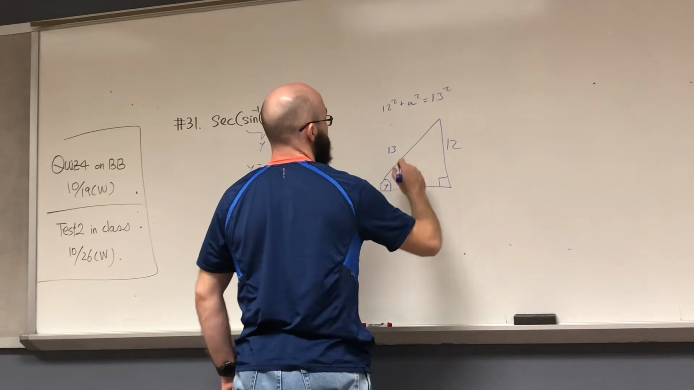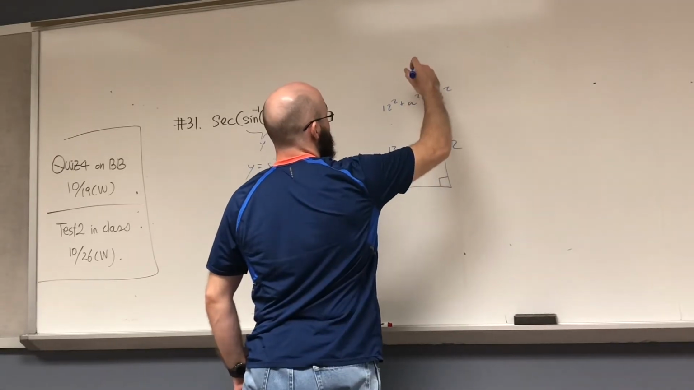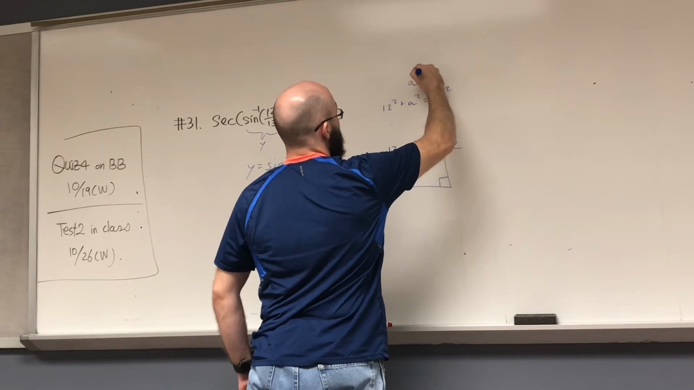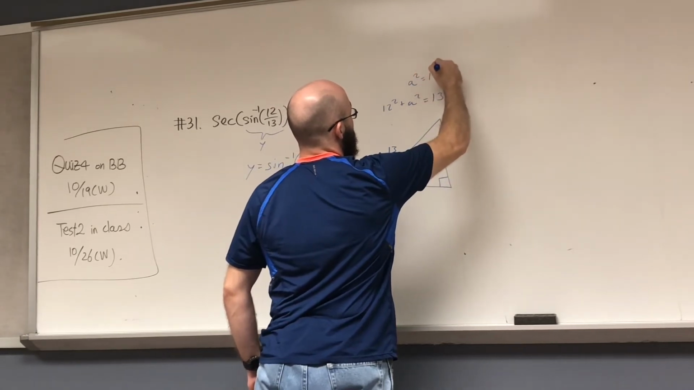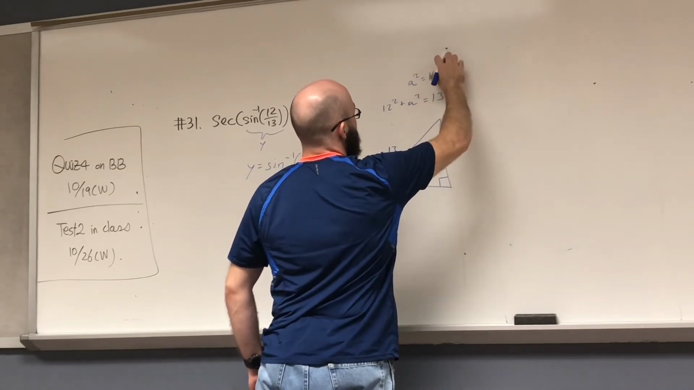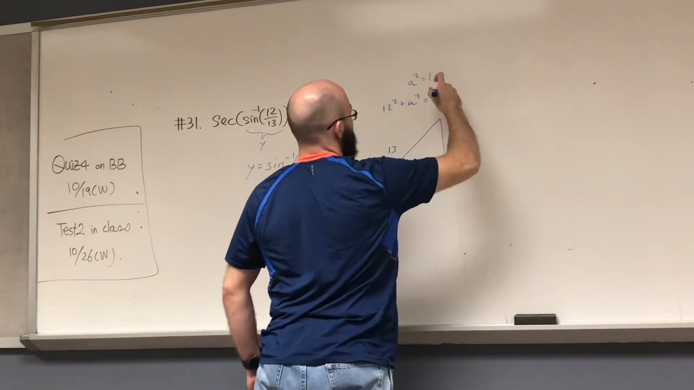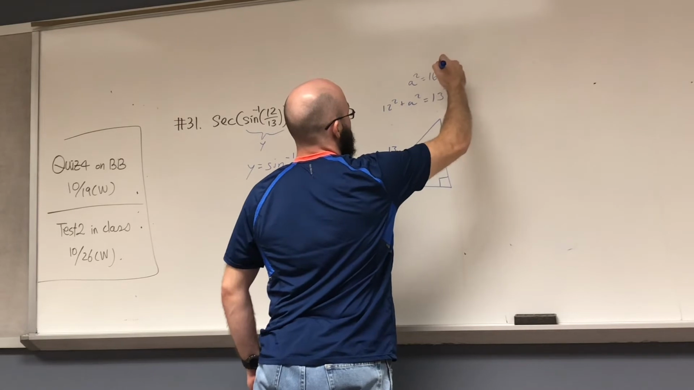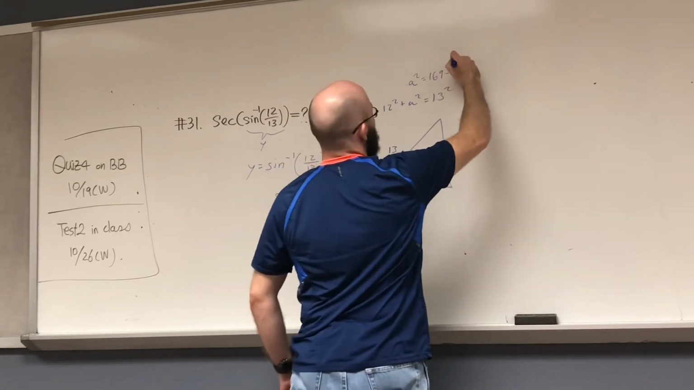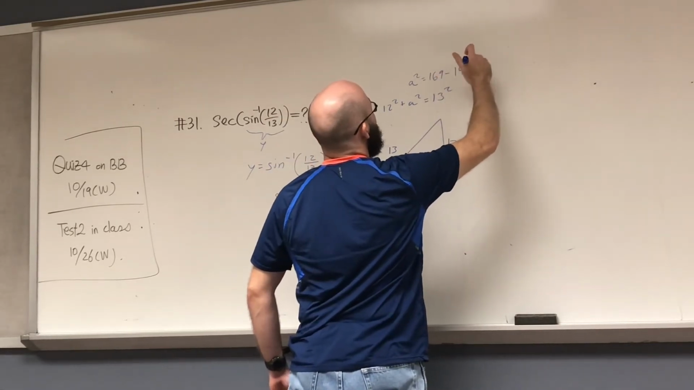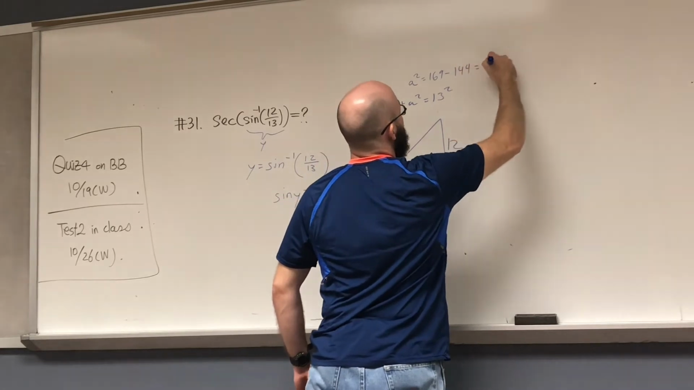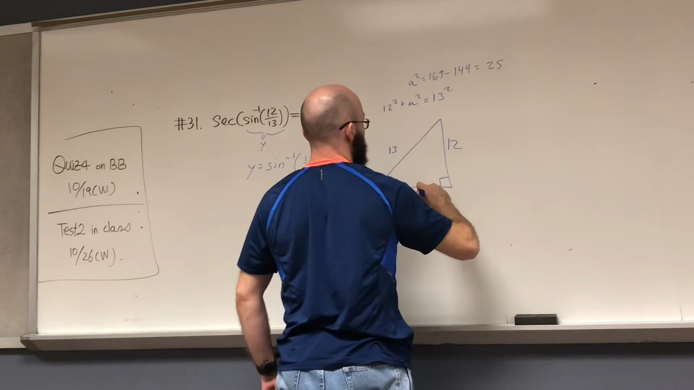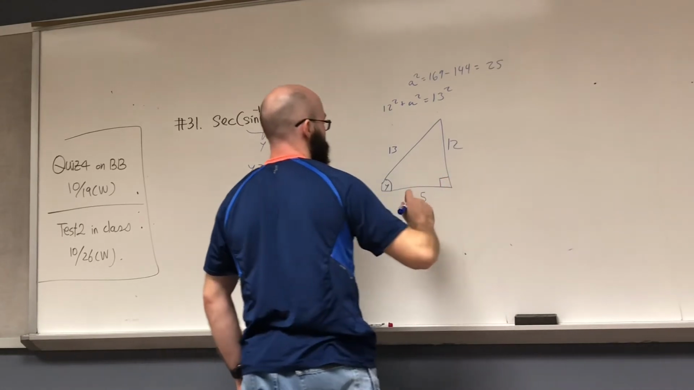A squared equals 169. 13 squared is 169, right? 169 minus 144 is 25. And then what is a? It's 5. Good. And then go back to the original question.